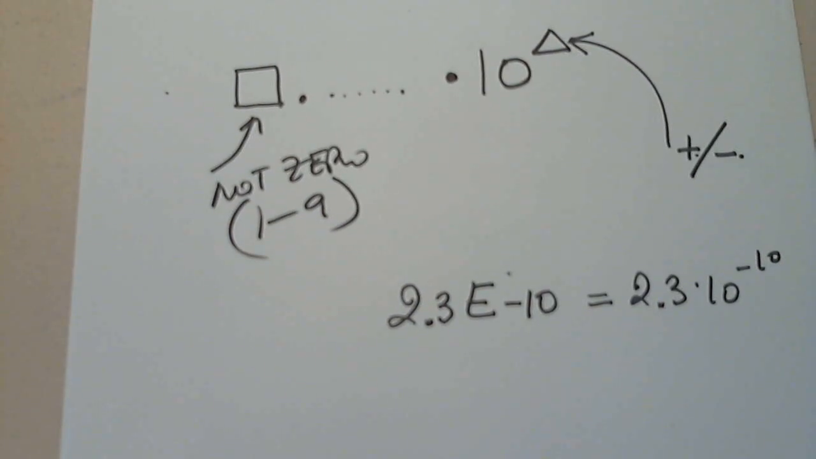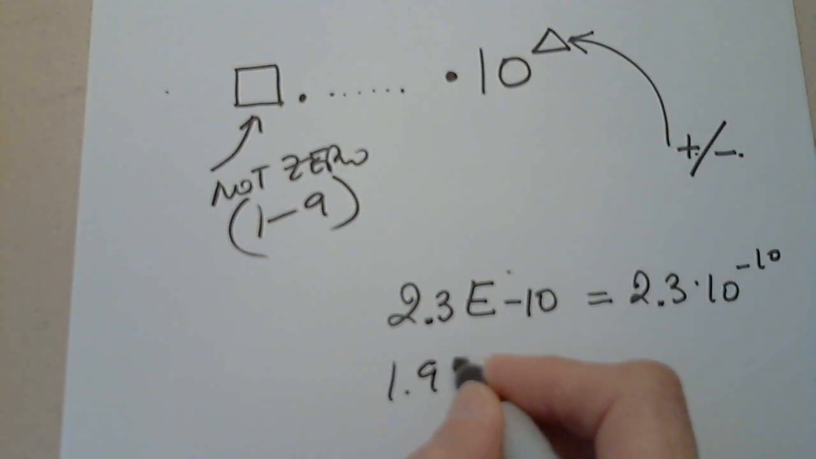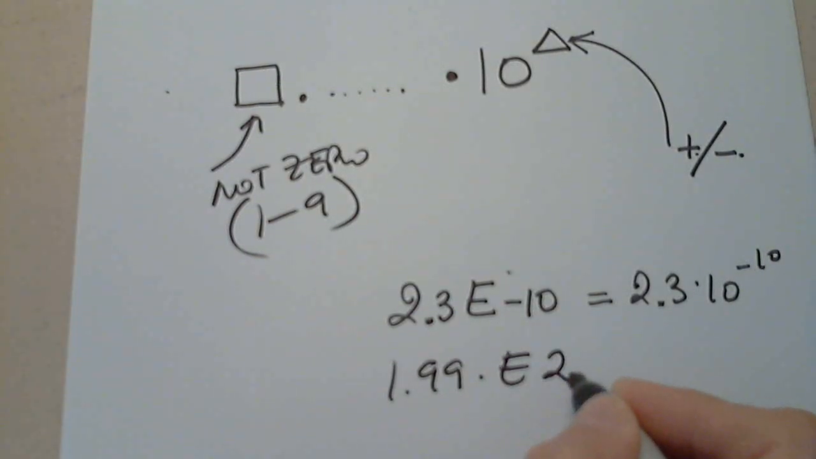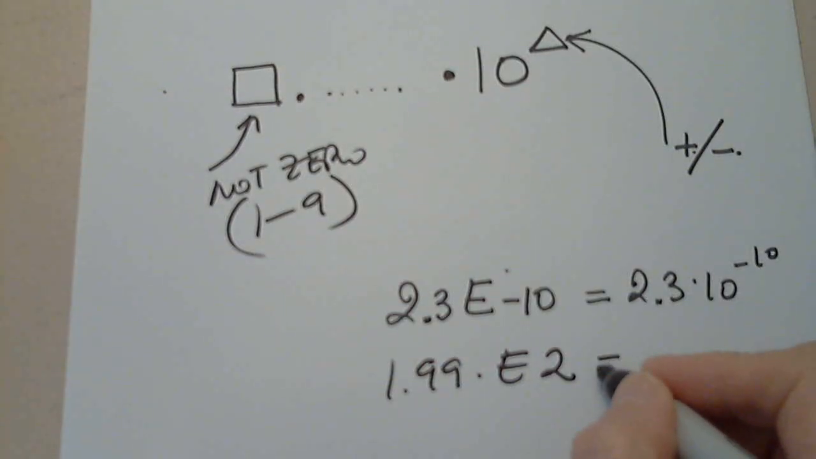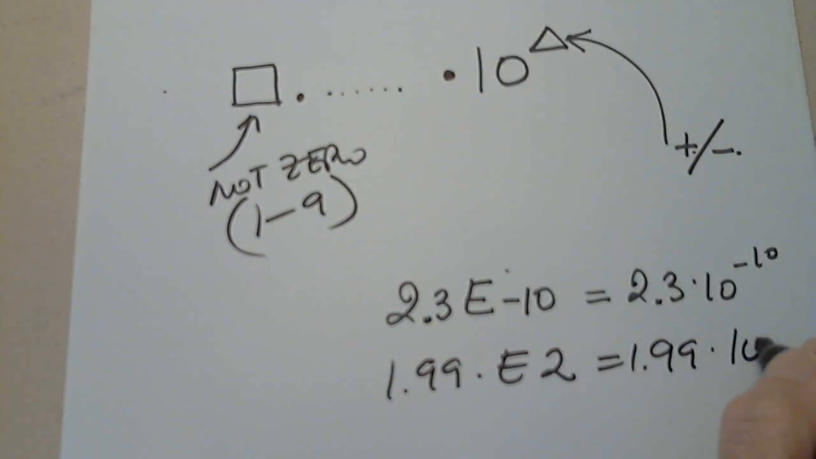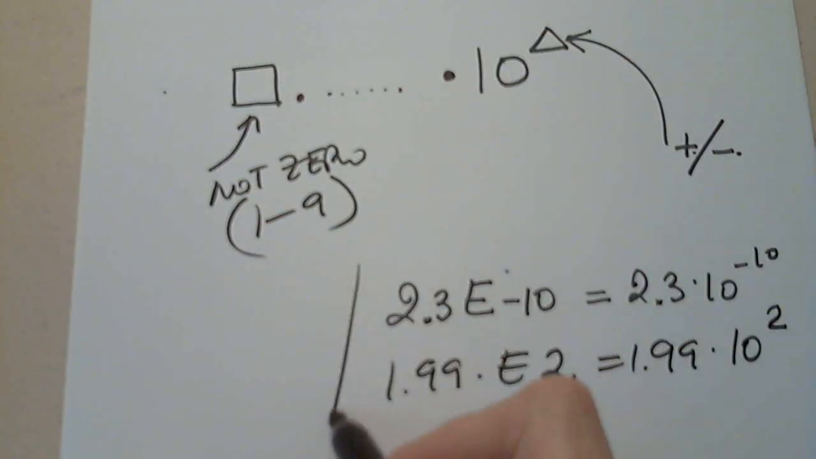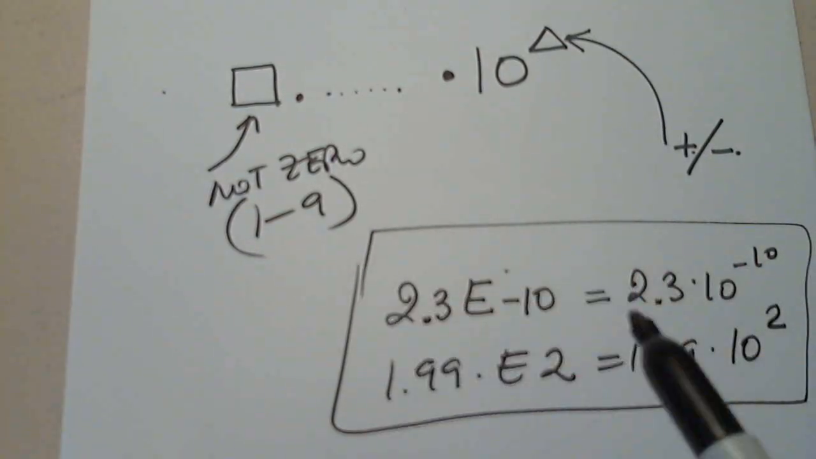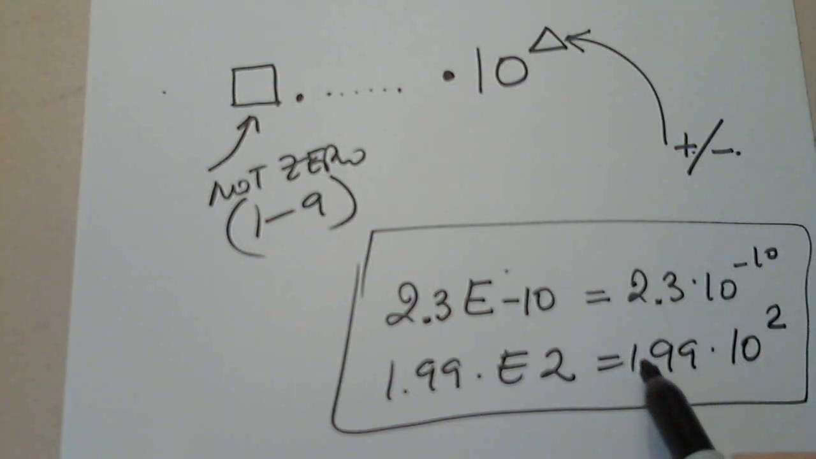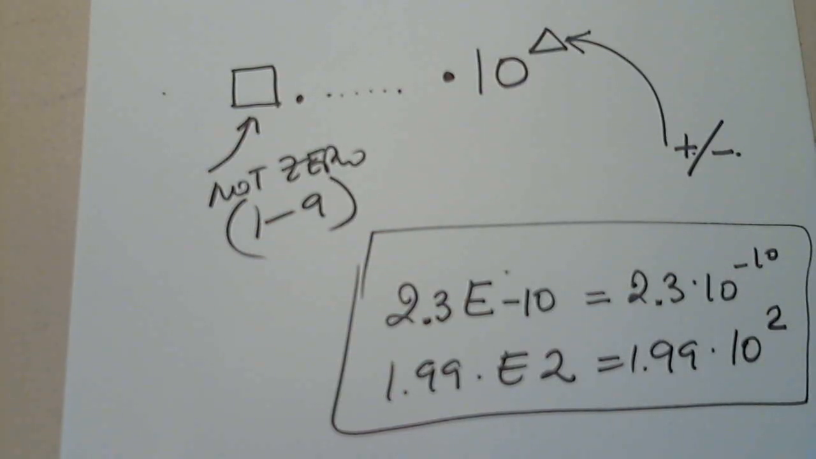Perfect. So another one could be 1.99 E2. This means 1.99 times 10 to a positive power, which is 2. So this is important to understand when you see something like this as an answer in the graphing calculator, to understand what it means. So let me show you in the graphing calculator.